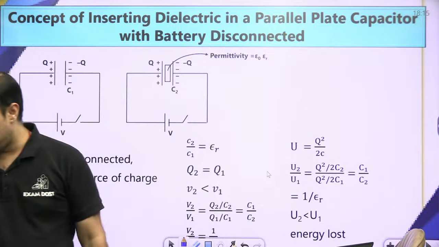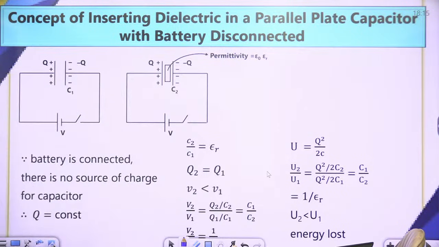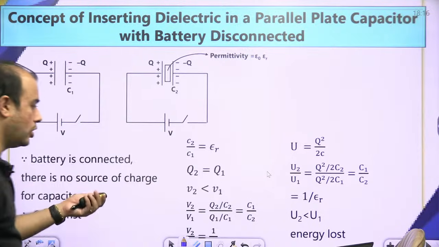Now the formula of energy that I will apply will be Q squared by 2C because charge is constant. So energy will be inversely proportional to capacitance, and hence energy will also decrease by a factor of epsilon r. Now, sir, where does this energy go? This energy will be lost in the form of heat and light. Okay? So energy will be lost.